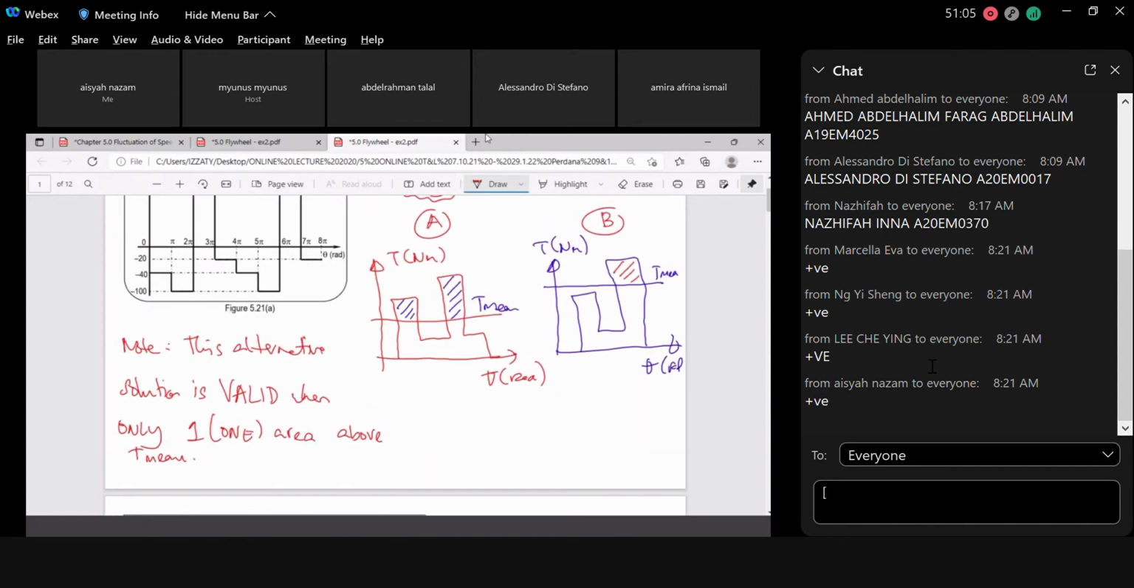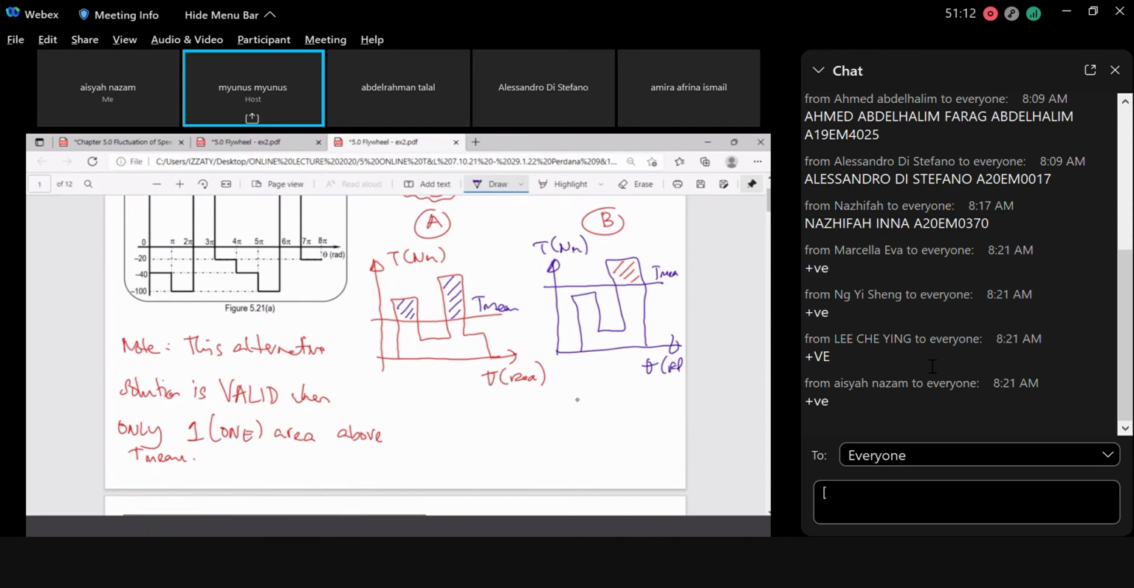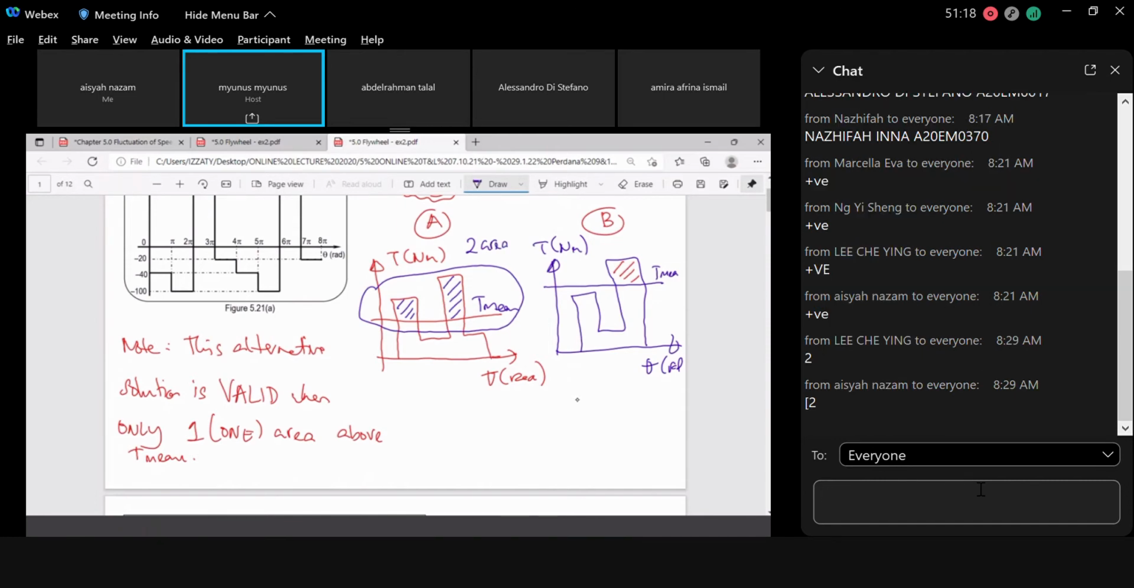You understand me, class? So this one, if I can share with you here, how many areas do you have? You have two areas. This one, how many? You have one area. Two areas, one area. So this one is not valid. This one is valid. Do you understand me or not? Is that clear, class? Yes or no?